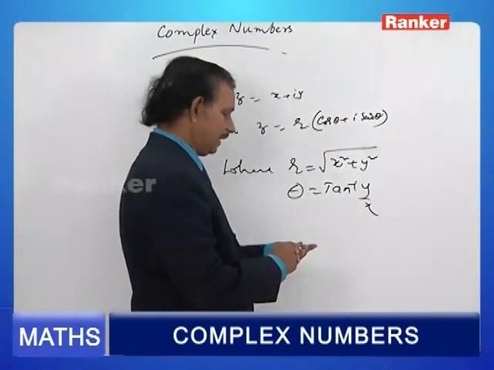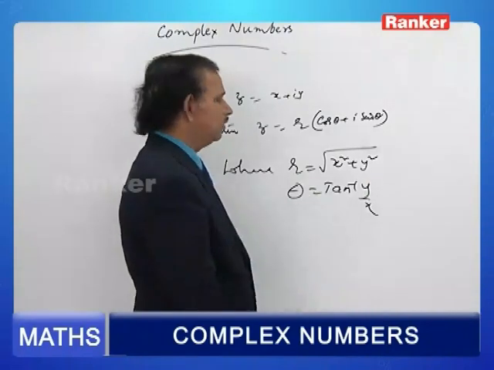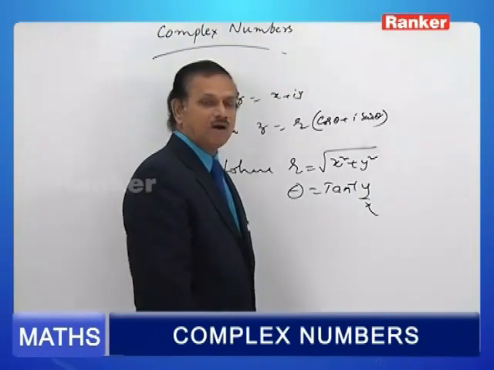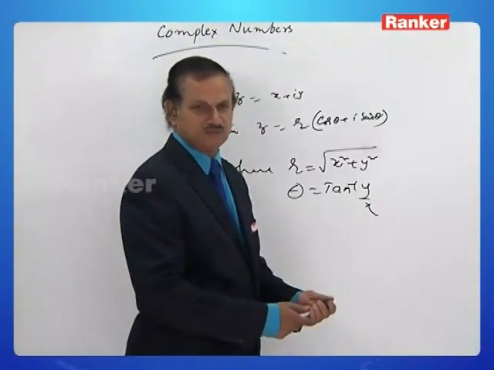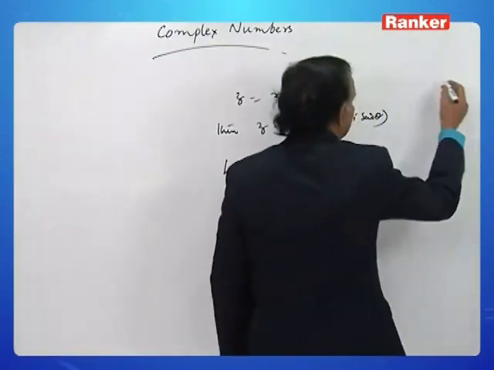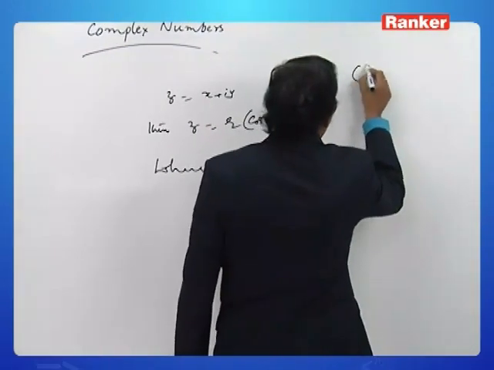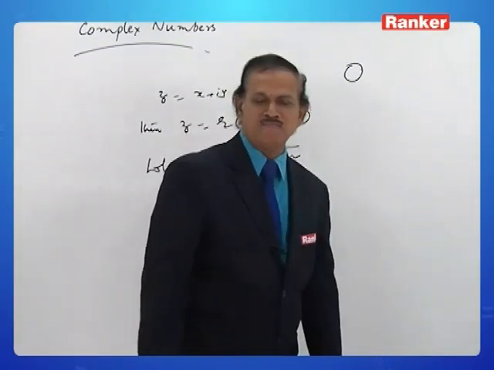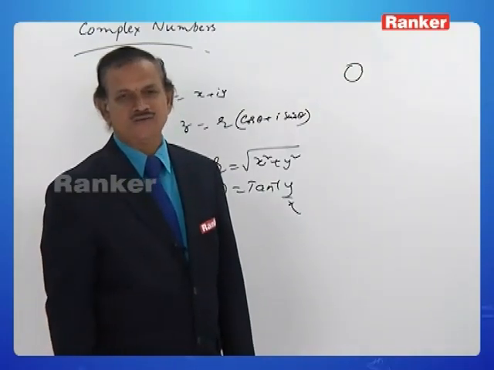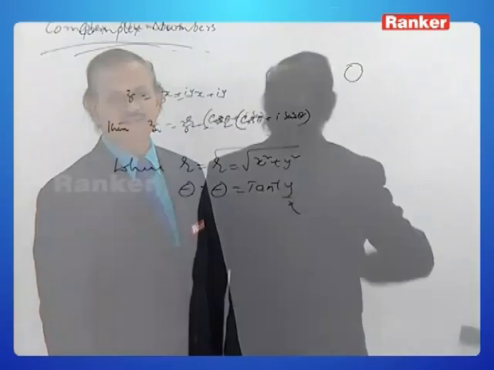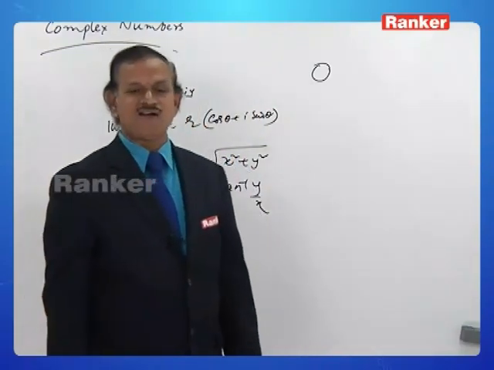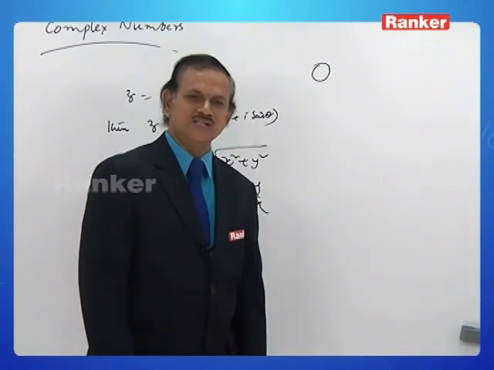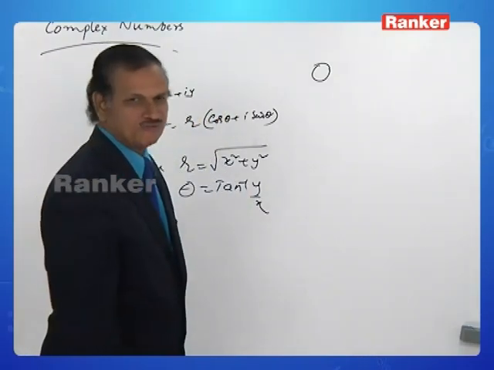The next thing we shall discuss is the modulus amplitude forms for some standard complex numbers. For example, the complex number 0, that is 0 plus i0. How can you say the amplitude for that? 0 is the complex number. What is its modulus? 0. 0 into whatever you write is 0. It is needless to write the modulus amplitude form for 0.